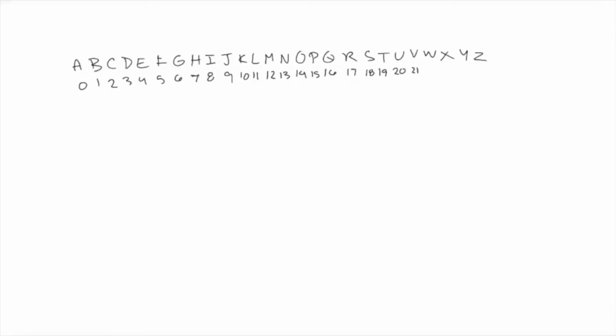Today we're going to be talking about the Vigenère Cipher. To help us out, we're going to start by writing out the alphabet and then the corresponding numbers from 0 to 25 that map to each of the letters in our alphabet.